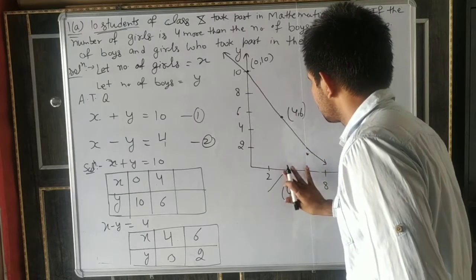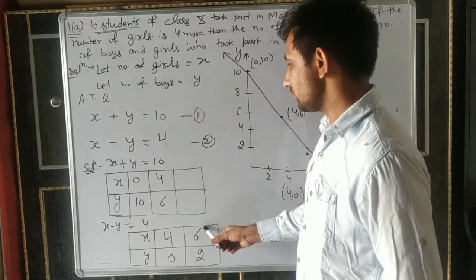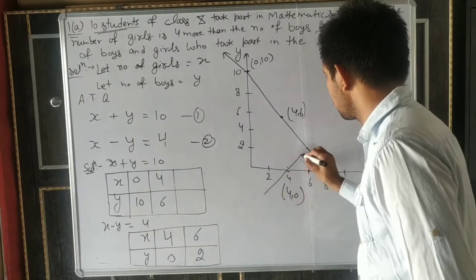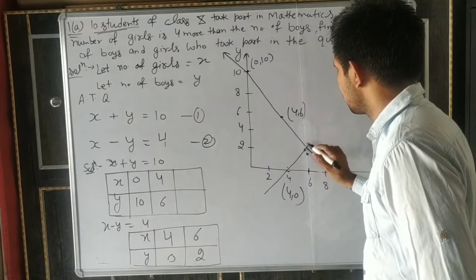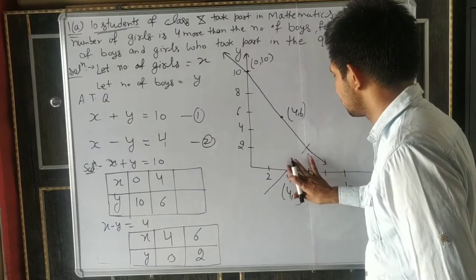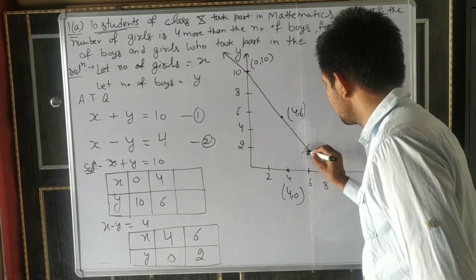Sorry. X is 6 and y is 2, so this is the point. One second. This is the point.